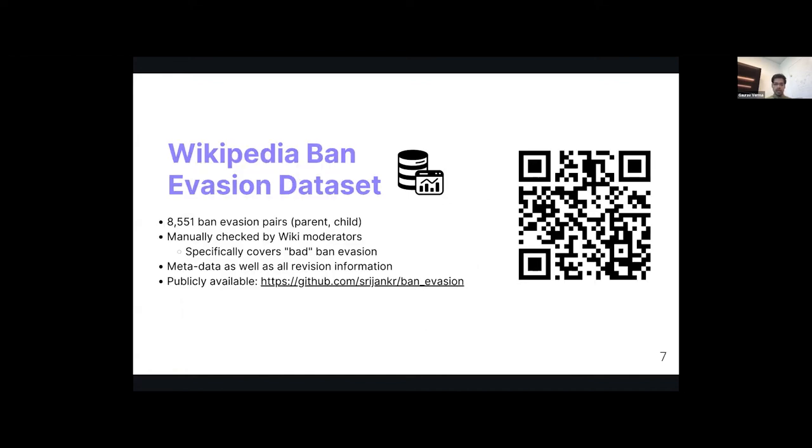With the aim of enabling this vision, we have curated the Wikipedia ban evasion dataset, which comprises about 8,500 pairs. Each pair has a parent account that engaged in malicious behavior and was banned, and then a child account was created to continue the malicious activity and was banned eventually. Along with the metadata regarding these users, we also collect all the revision and edit data for each of the users. Please feel free to check out the dataset at this link or using the QR code.